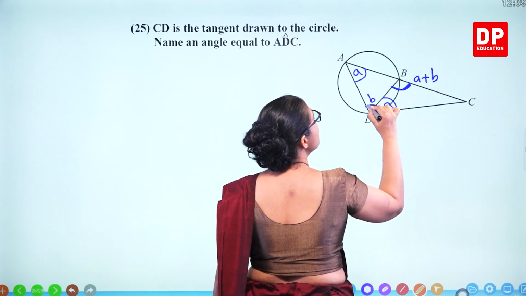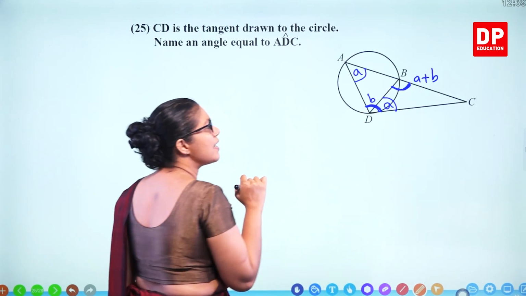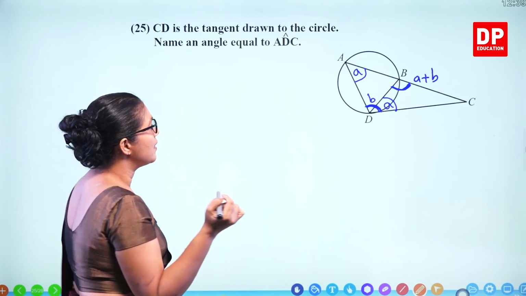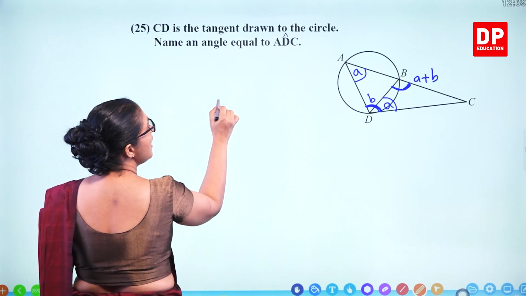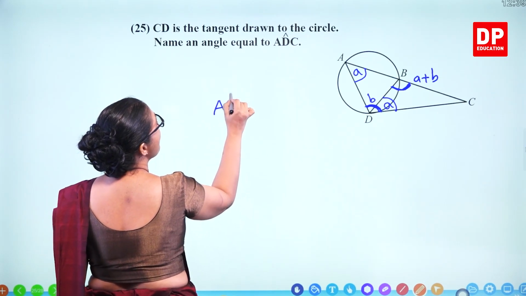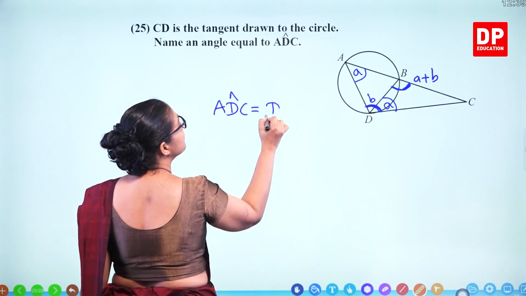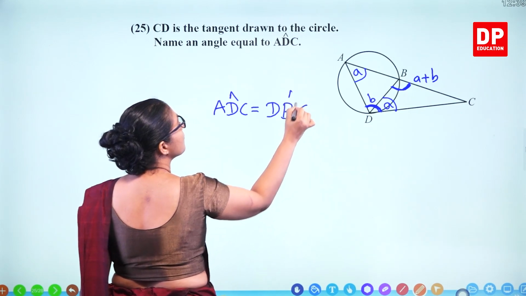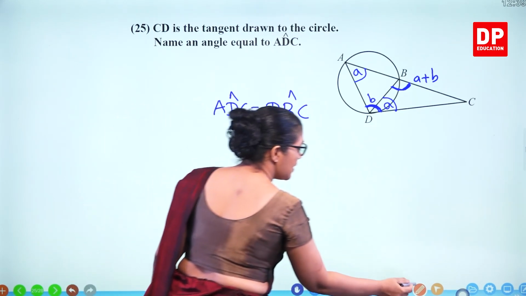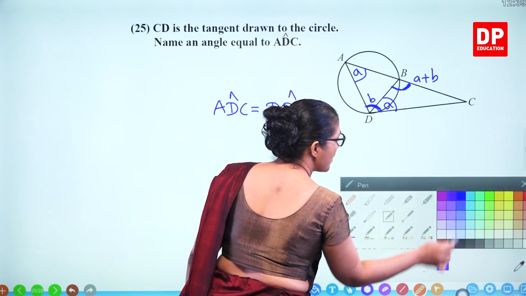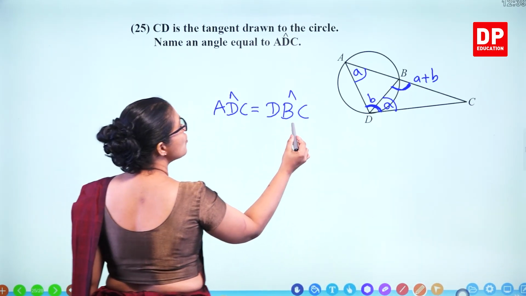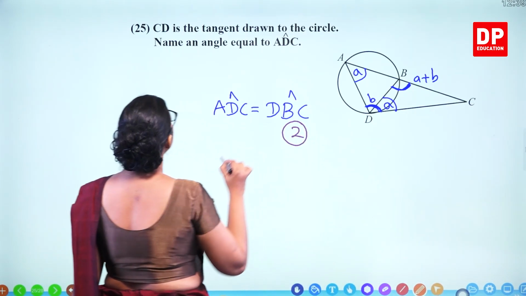Now this is A plus B. This is also A plus B. So both are equal. So what's the angle equal to ADC? That's DBC. So this is the last question and you get 2 marks for that.